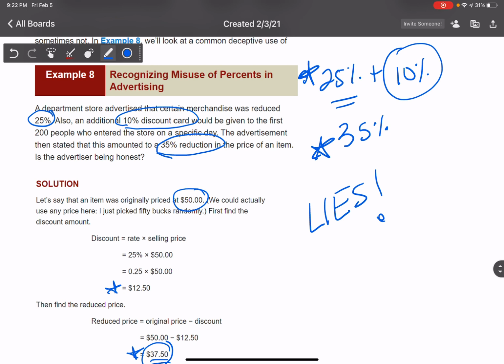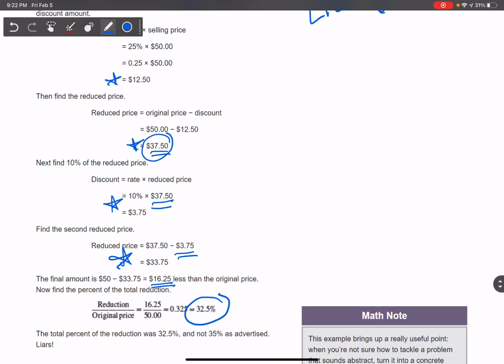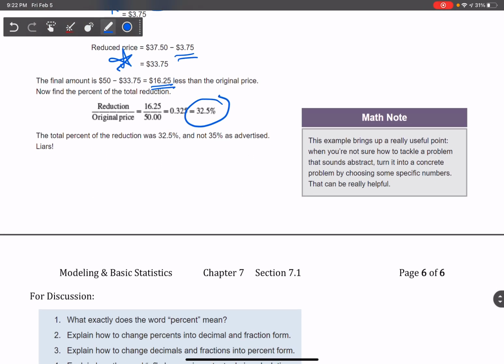That's what this lesson was about. Do not allow the stores to trick you. All right, that is actually the end of this section.